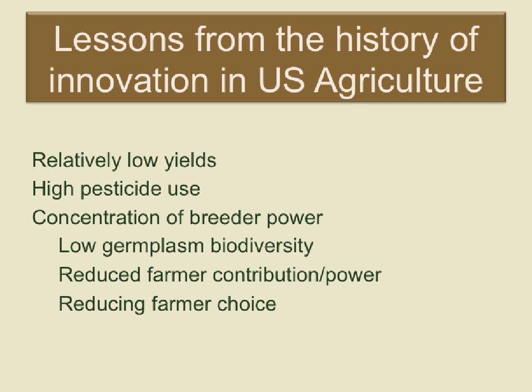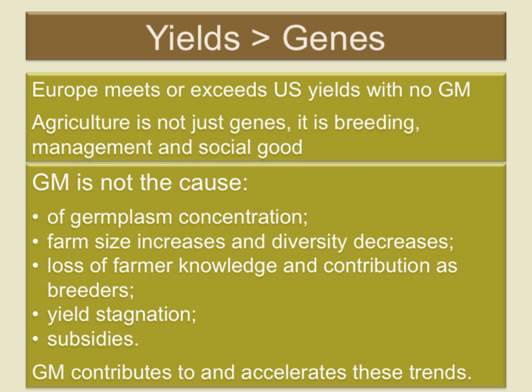So what are the lessons we have from the innovation of agriculture in the U.S.? They have not low yields, but relatively low yields for an advanced agroecosystem that had other choices. They have a relatively high pesticide use. There's a concentration of breeder power that's resulting in lower germplasm biodiversity. It reduces farmer choices and therefore farmer power. And it is therefore determining the outcome, which is something that we can't easily replace. You can't restore that farmer knowledge overnight.